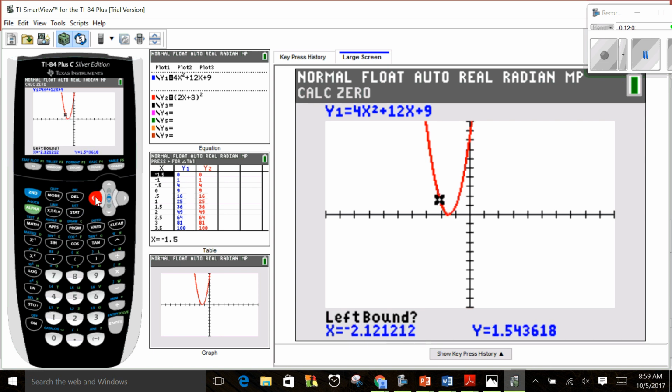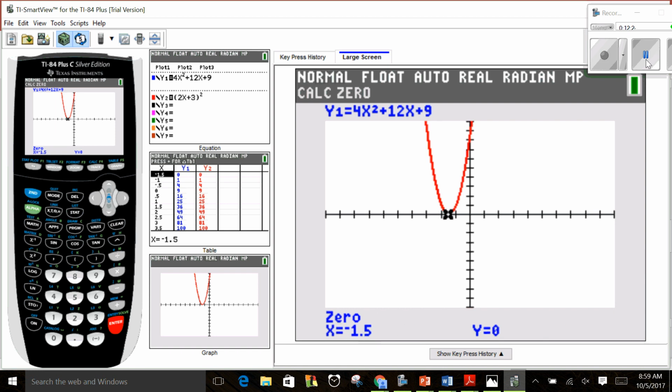It's going to say left bound at the bottom down here. See that? And I need to be left to where it crosses the x or touches the x-axis. So we're going to hit enter, and it's going to ask me right bound. So I need to be to the right of that. And I'm going to hit enter. And then I want to go right over the top of that solution there and confirm that we get the right answer there. And notice it does confirm it for us.